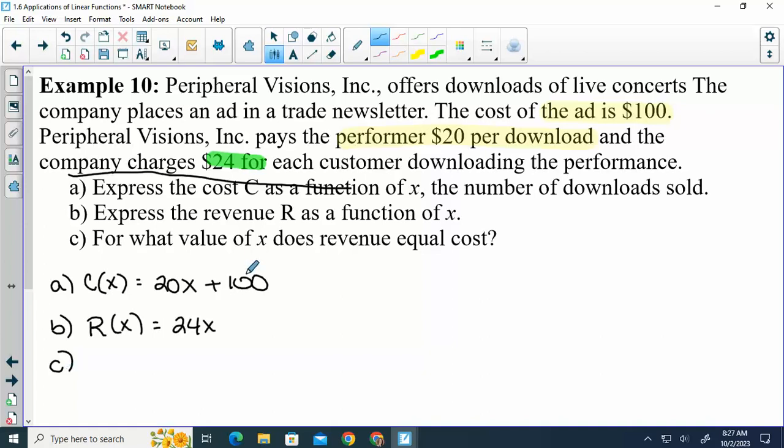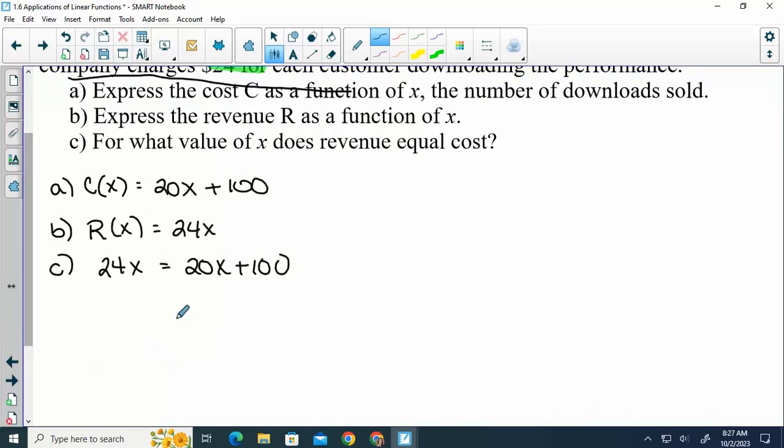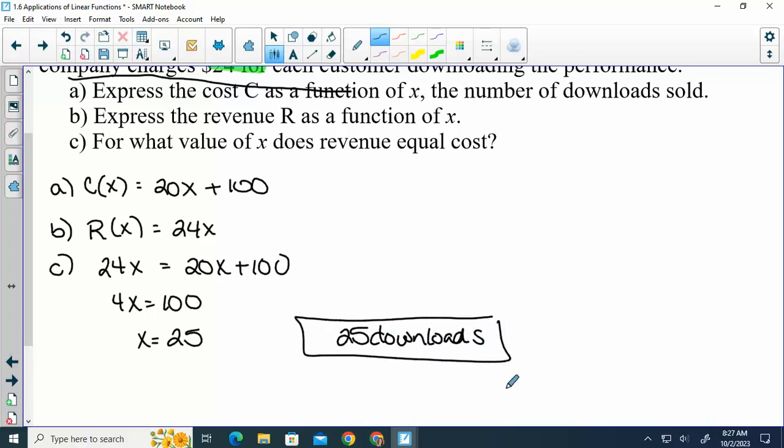So to find that break even, we just want to know when does revenue, which my revenue was 24x, equal my cost, which was 20x plus 100. Subtract over the 20x, divide, and x is 25. So 25 downloads is our break-even point. That means if fewer than 25 people download this, the company has just lost money. If more than 25 people download it, they made a profit. They make money.